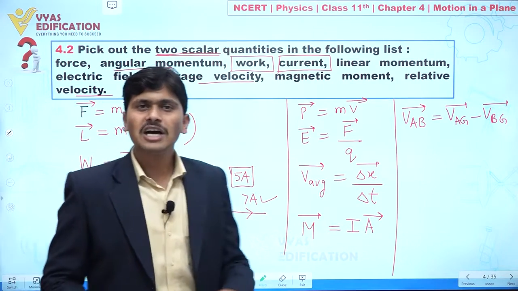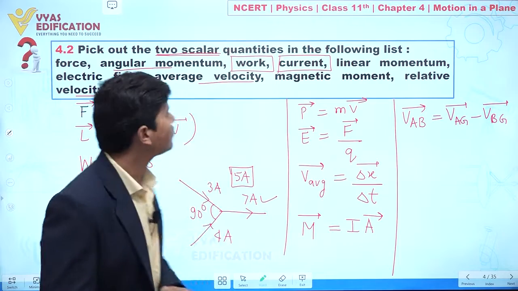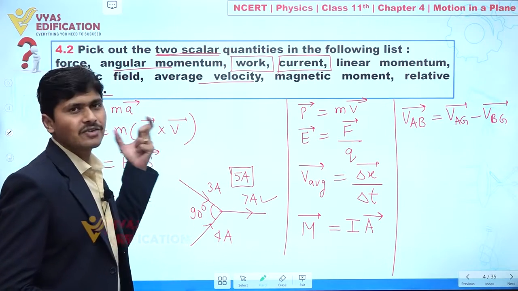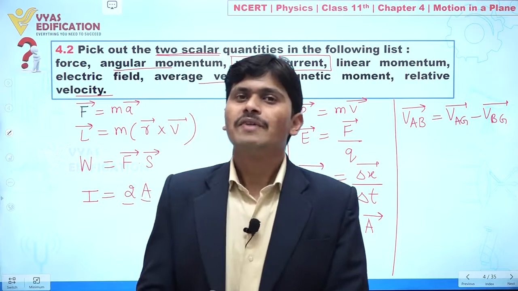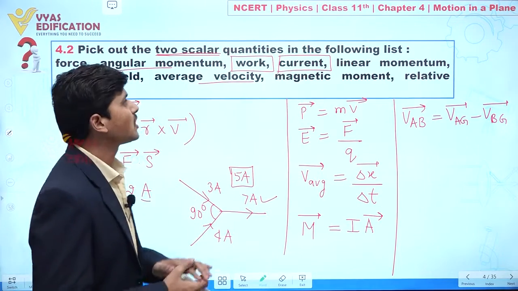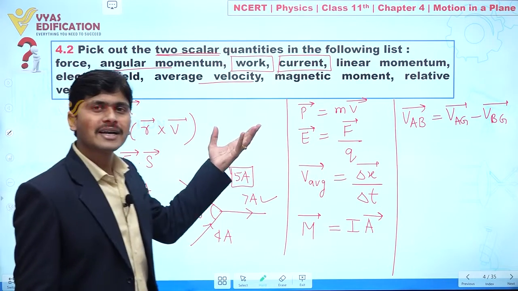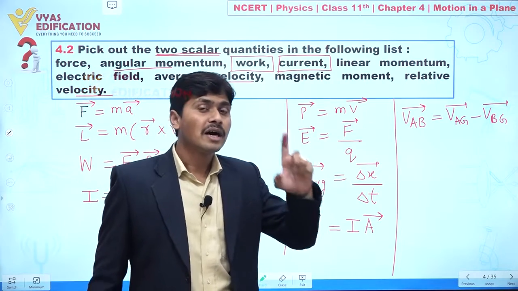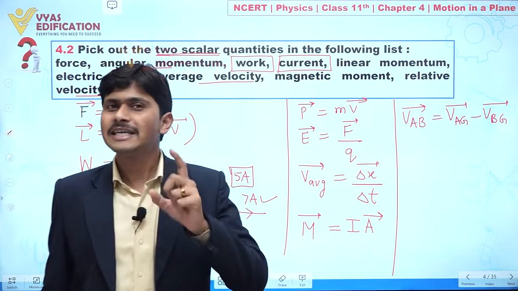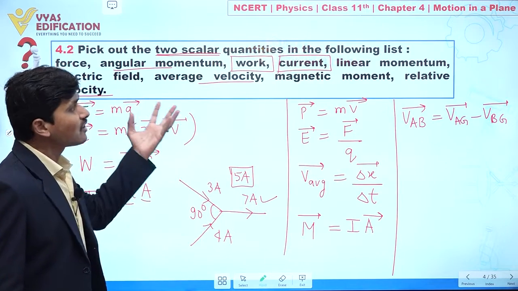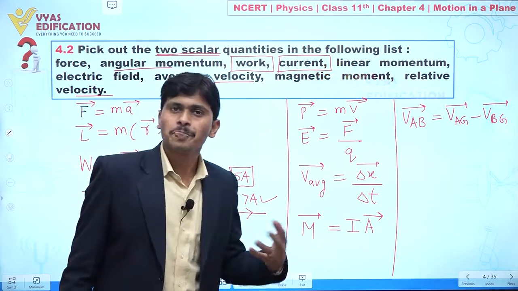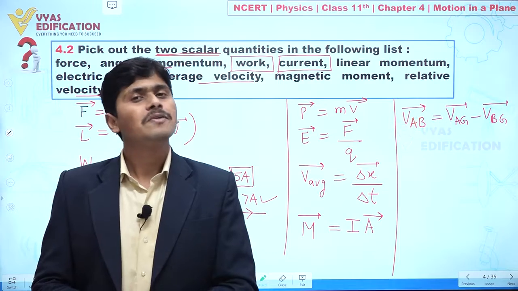Clear? So what is our objective in this question? We have to choose only two scalar quantities. I always advise you, whenever you are solving this type of question, definitely you know the answers are work and electric current, but according to me you have to check each and every option so that you can also get some idea that this quantity can be a vector quantity. Clear to everyone? So this is all about this question.